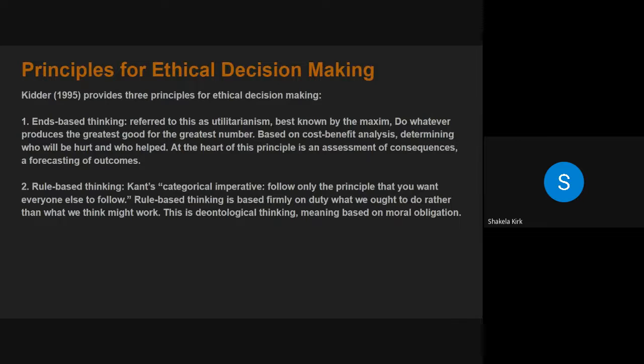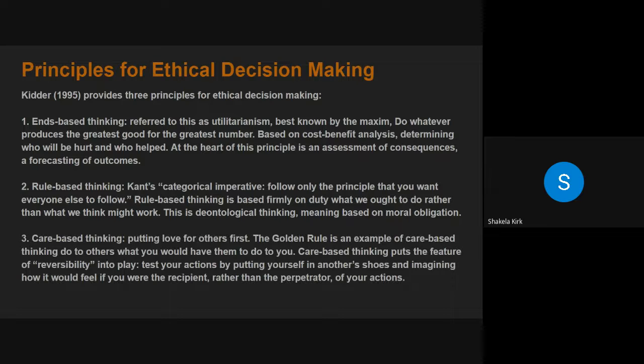Rule based thinking is based firmly on duty, what we ought to do rather than what we think might work. This is deontological thinking, meaning based on moral obligation. 3. Care based thinking, putting love for others first.